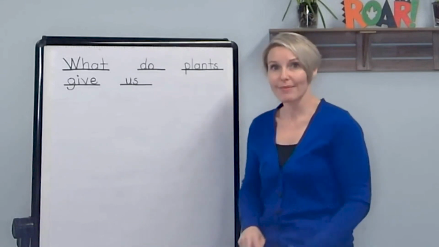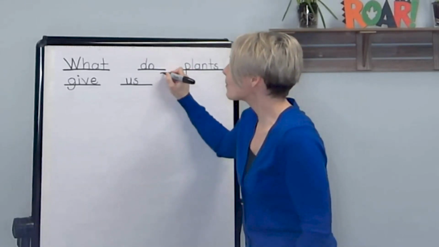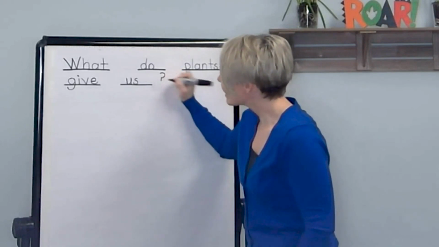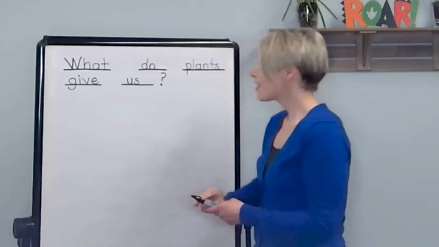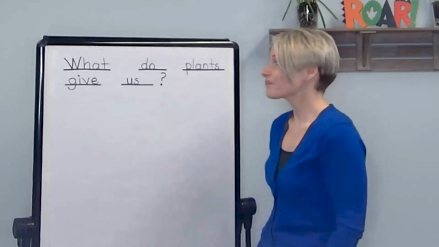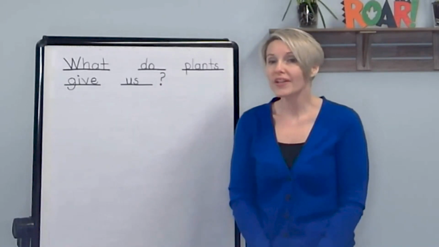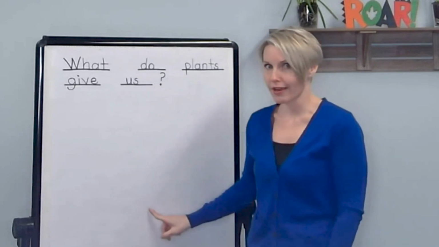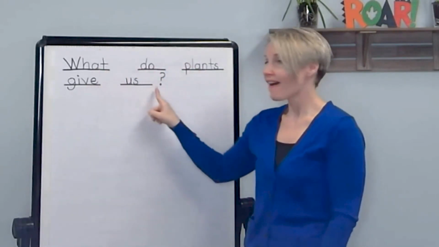Let me show you how to make a question mark. I start at the top and I make a backwards C and then a little line down. Then I add a dot at the bottom. That's a question mark. Now it's time to draw our picture. We're going to answer the question by drawing a picture. What do plants give us?